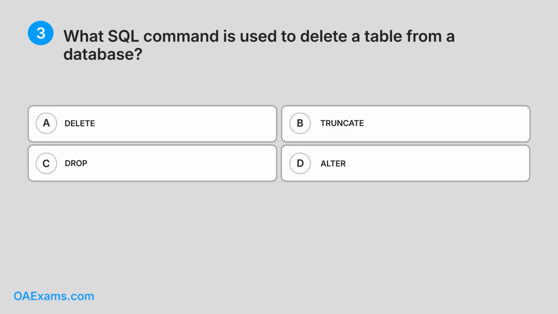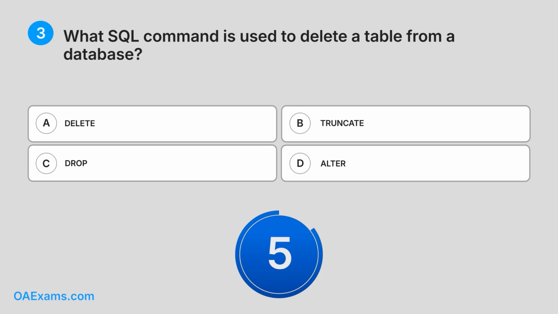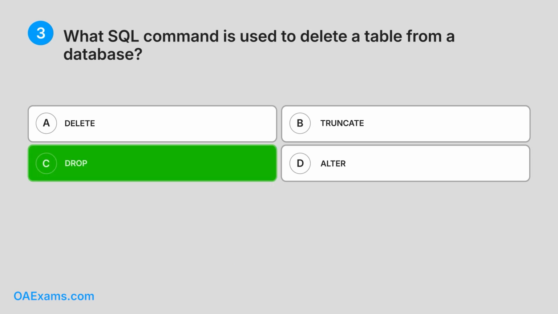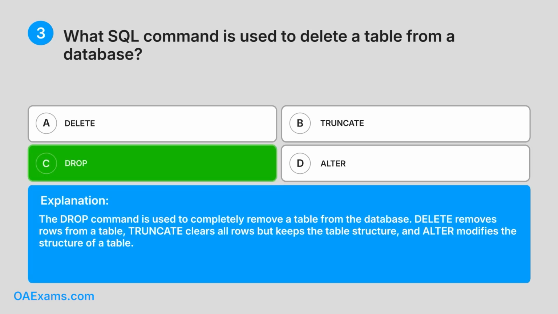3. What SQL command is used to delete a table from a database? A. Delete, B. Truncate, C. Drop, D. Alter. Can you guess the answer? Correct answer, C. Drop. Explanation. The drop command is used to completely remove a table from the database. Delete removes rows from a table. Truncate clears all rows but keeps the table structure. And alter modifies the structure of a table.